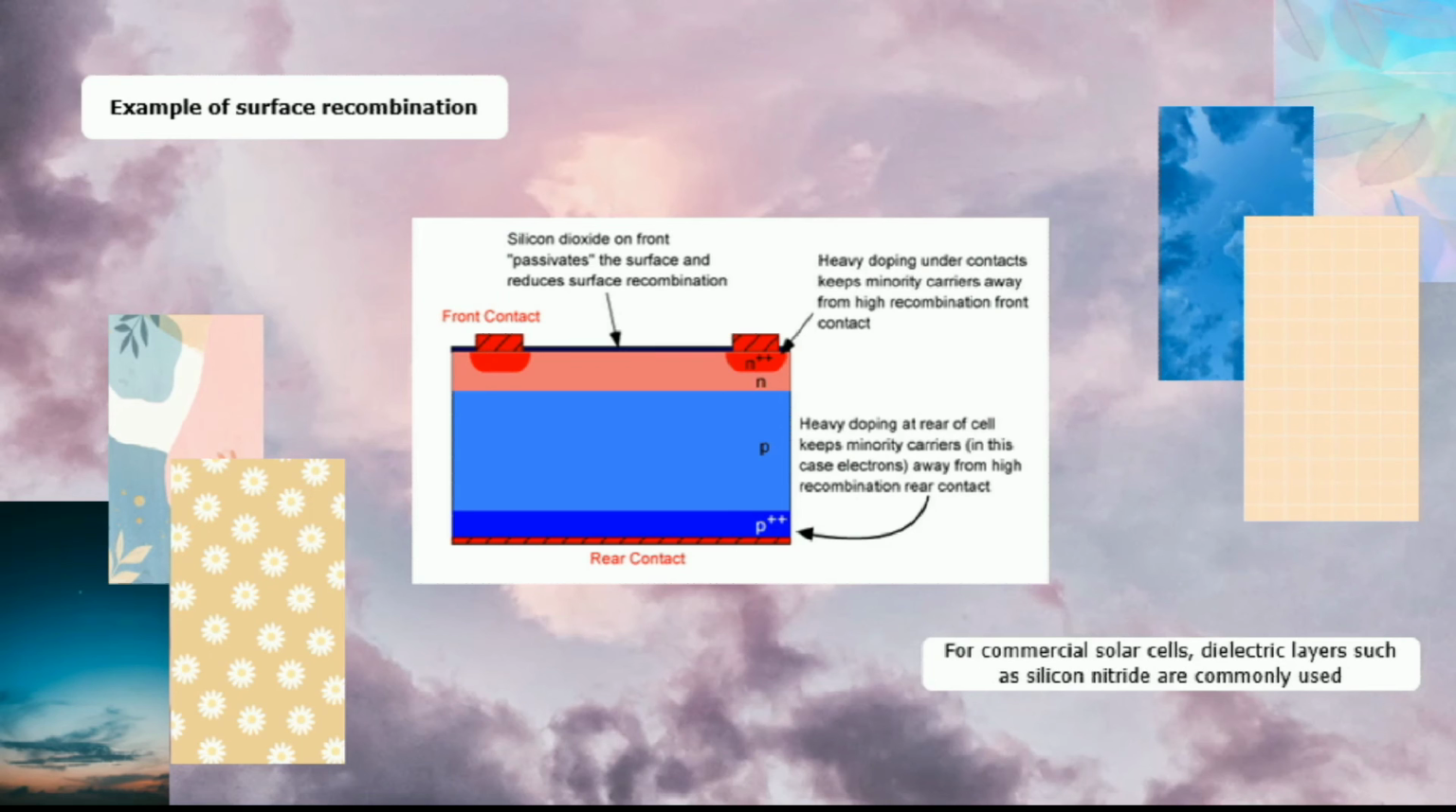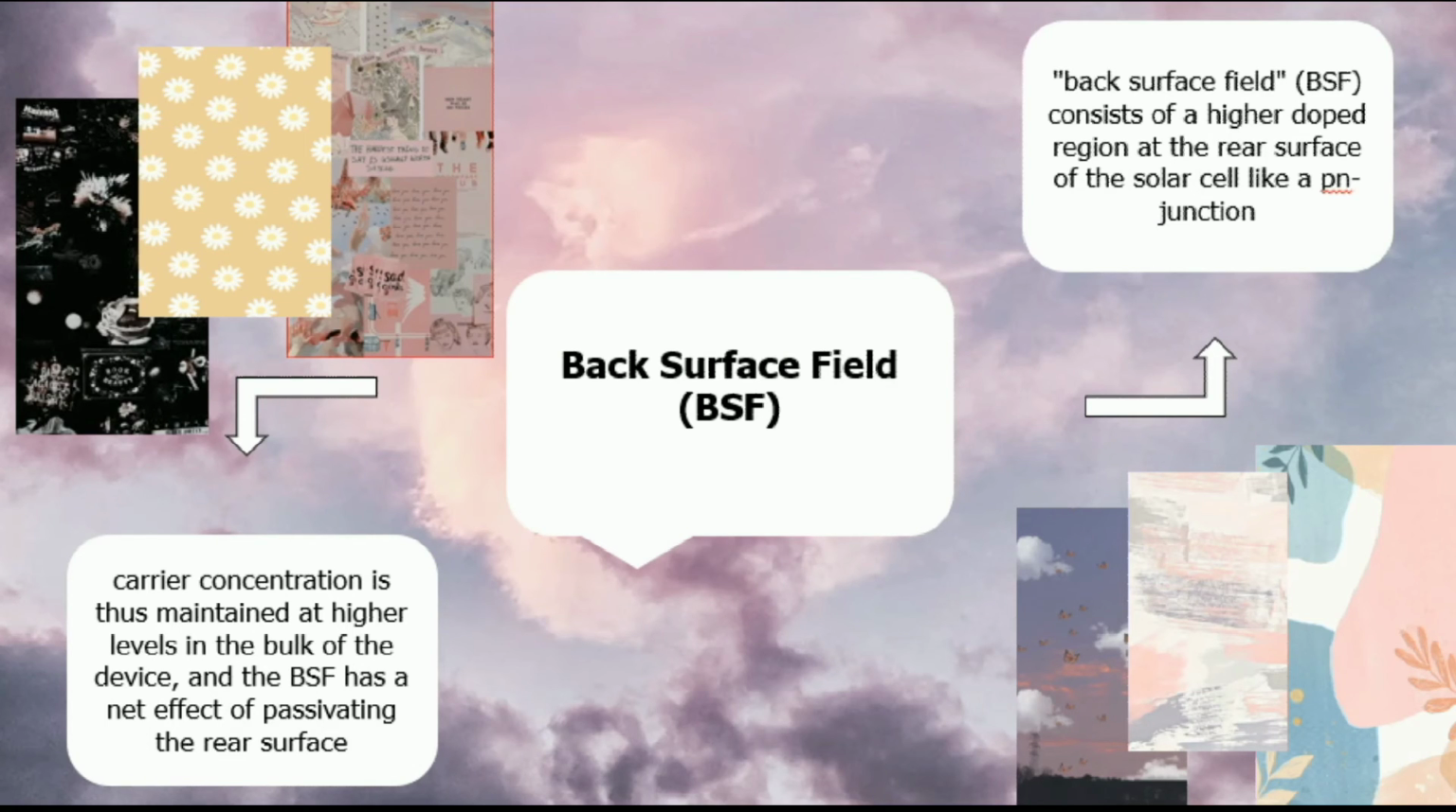So, this is an example of surface recombination. A back surface field, BSF, consists of a higher doped region at the rear surface of the solar cell. The interface between the higher and the lower doped region behaves like a p-n junction. The carrier concentration is thus maintained at a high level in the rear of the device, and the BSF has a net effect of passivating the rear surface.